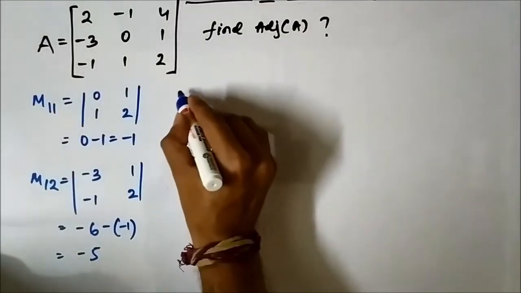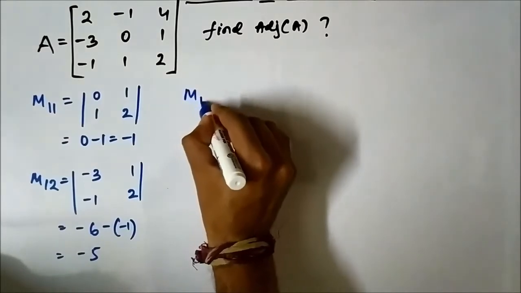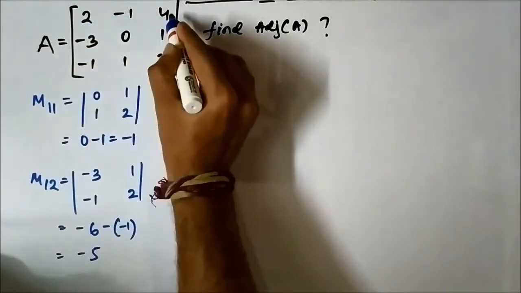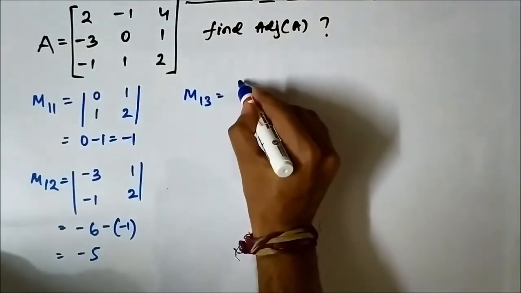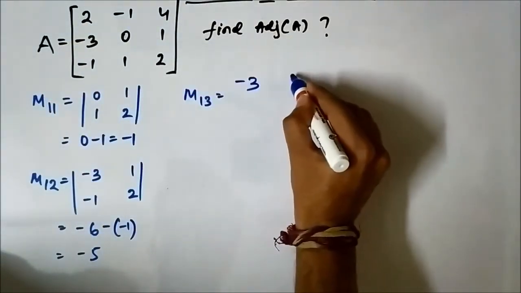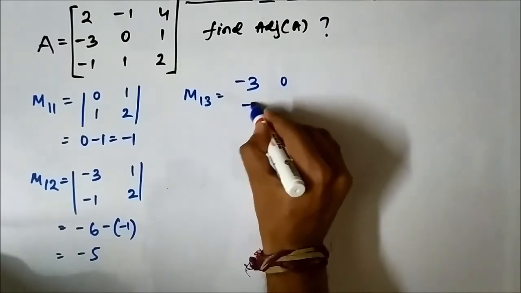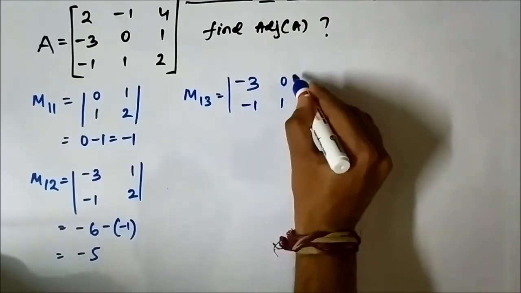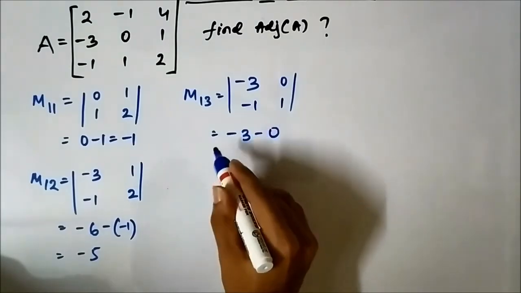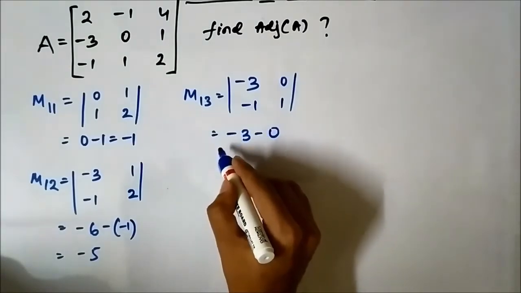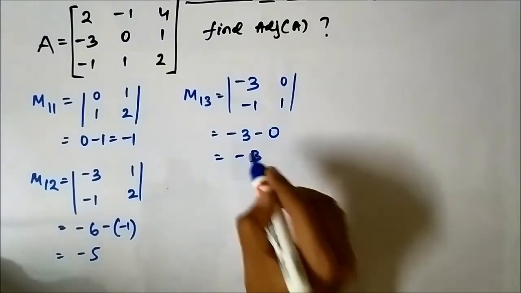Similarly, M13, first row, third column, we have to remove that. So the value is minus 3, 0, minus 1, 1, which is equal to minus 3 minus 0, which is equal to minus 3.